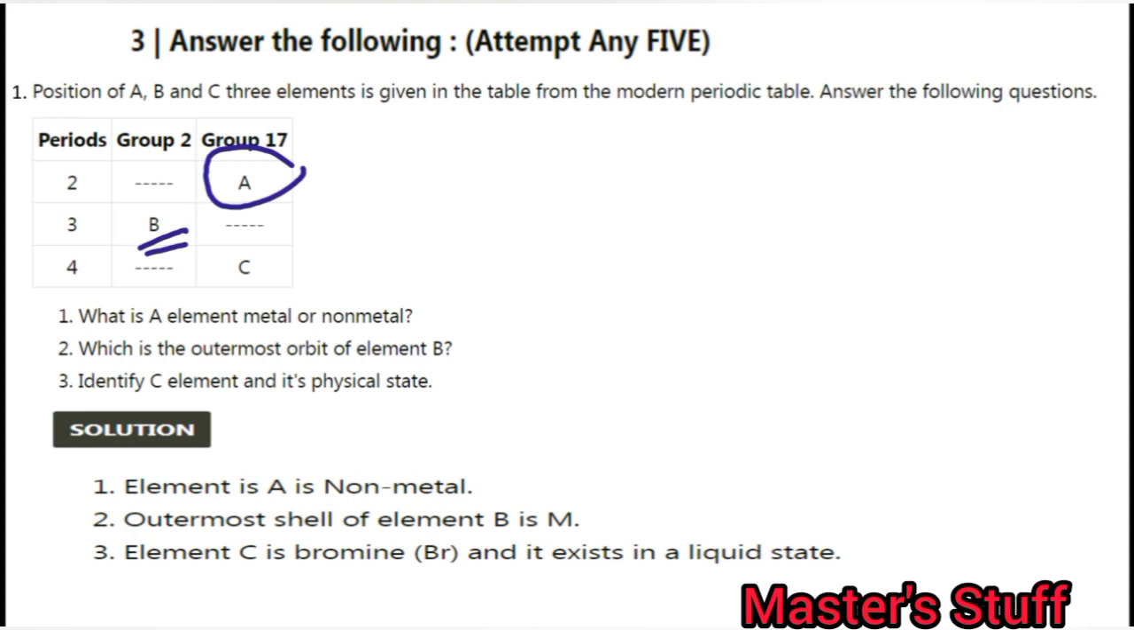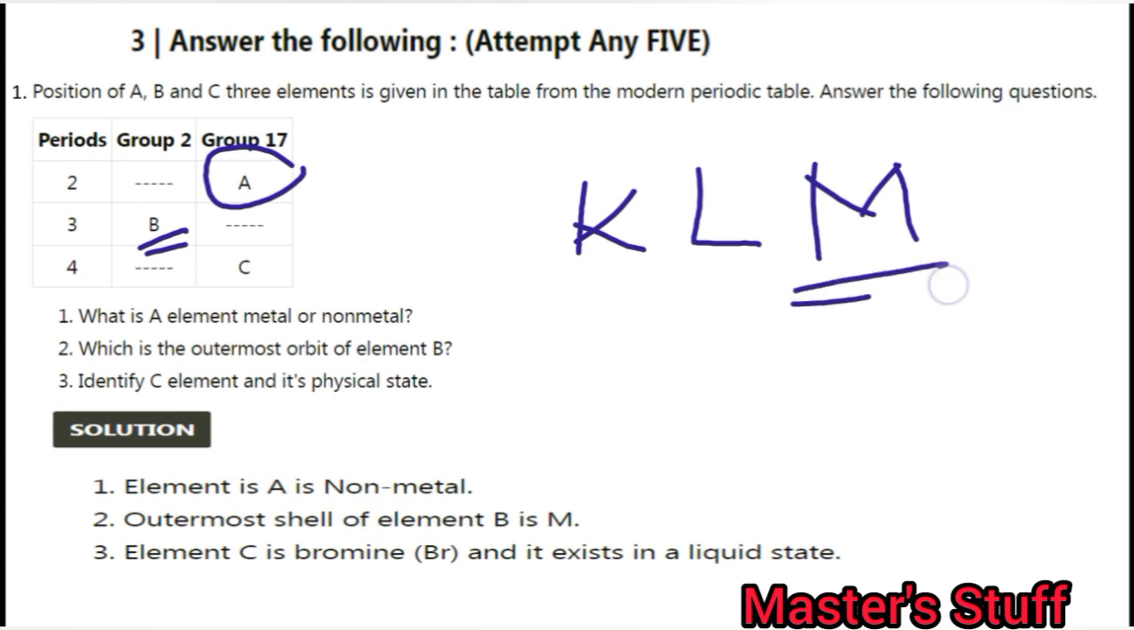Element B is placed in group 2 and period 3, which means 3 shells are present: K, L and M. Here the question is, which is the outermost orbit? The outermost orbit is M, which means the outermost shell of element B is M.